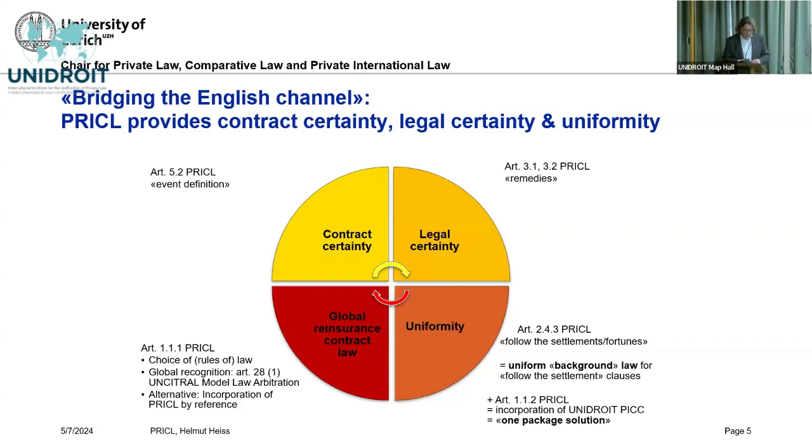At the end of May, we will have a discussion with a global reinsurance broker who may actually take up such clauses. Thank you very much.